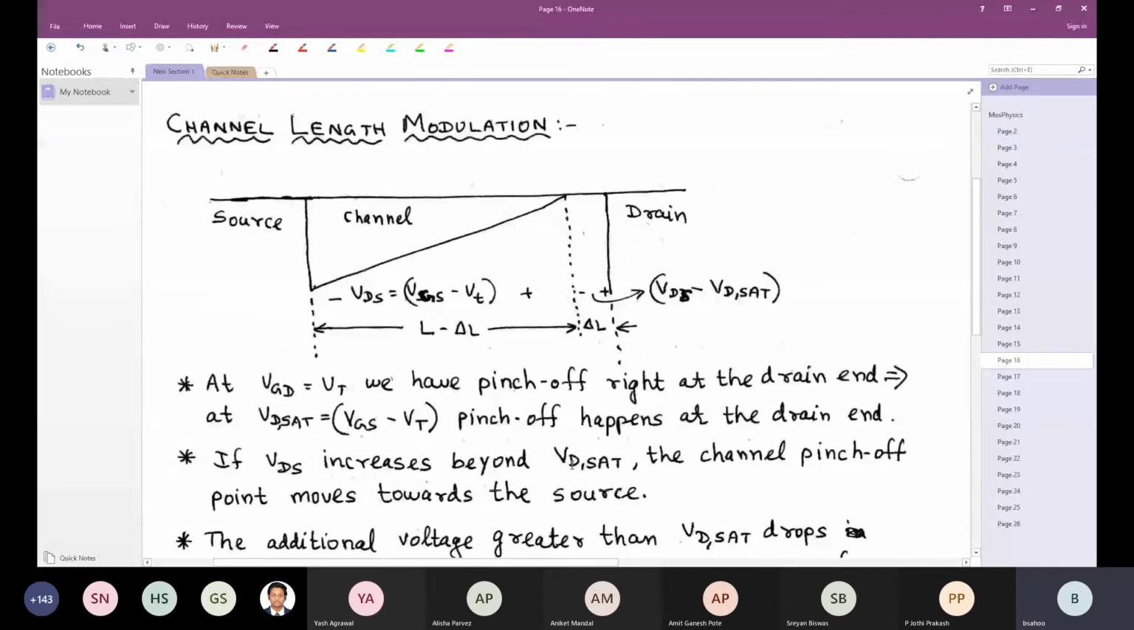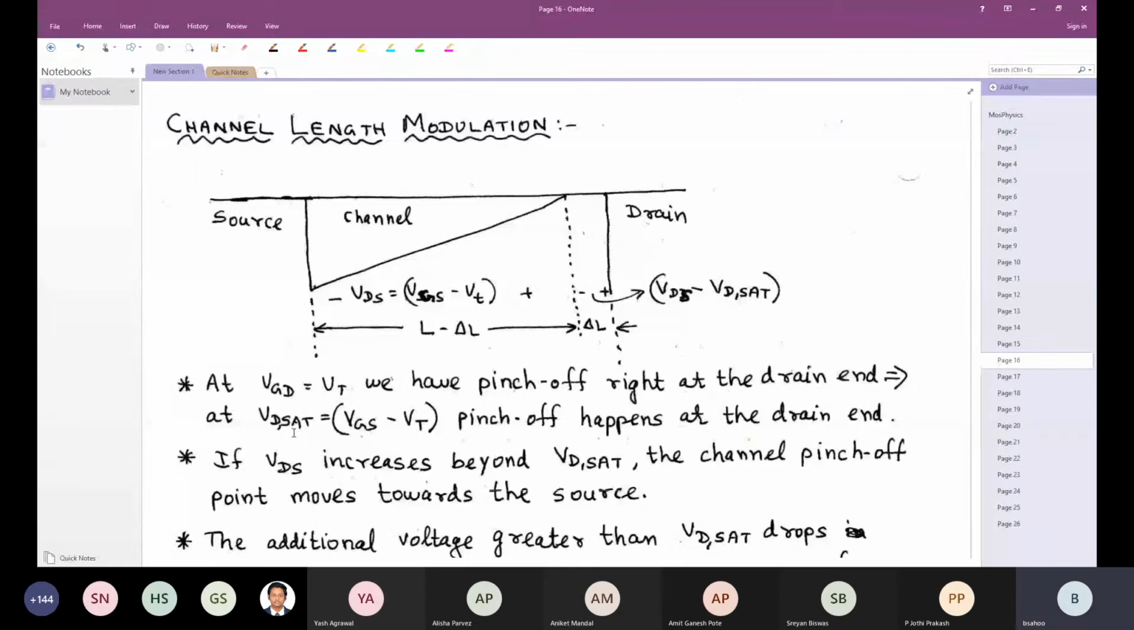Next thing is the channel length modulation. As I said, when the drain voltage is such that VGD equals the threshold voltage, we have pinch off right at the drain end, and we call that VD sat. VD sat is the voltage at which it is at the edge of saturation, the minimum voltage across the drain source which makes sure that it is in saturation. That is the definition of VDSAT.